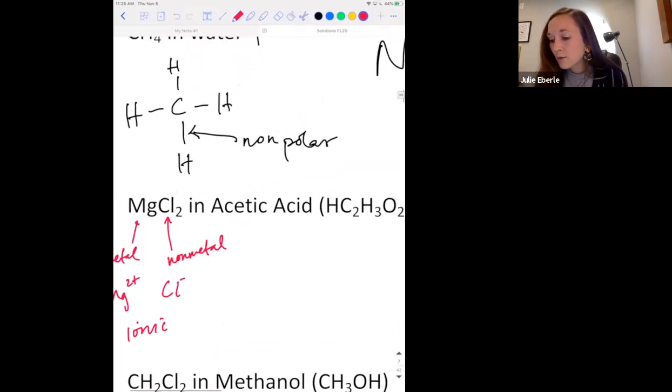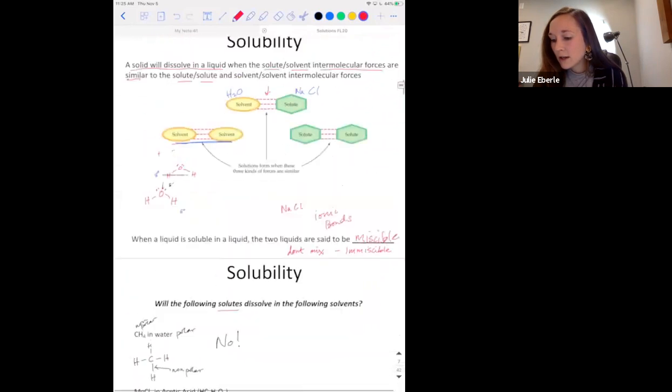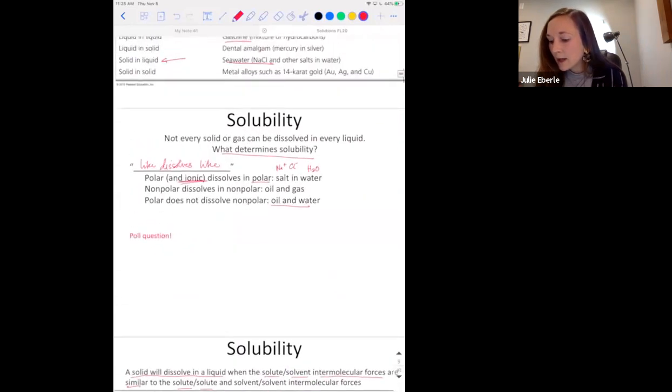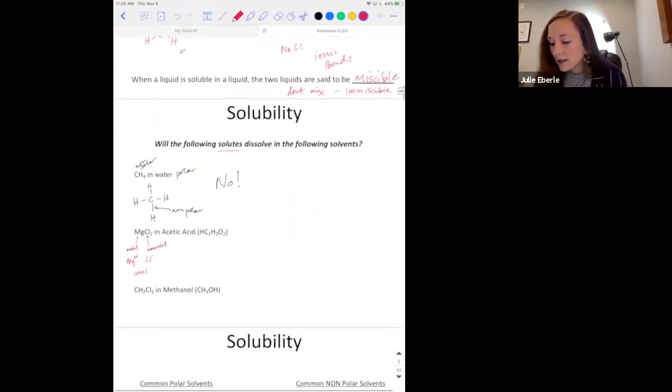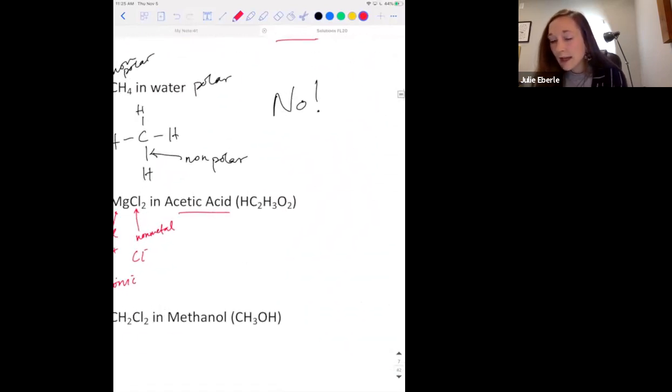Now remember, what do we know about ionics? Ionic stuff will dissolve in things that are polar. So the question is, MgCl2 is the solute. Acetic acid is the solvent. It's the liquid here. Is it polar or nonpolar? What do you guys think?